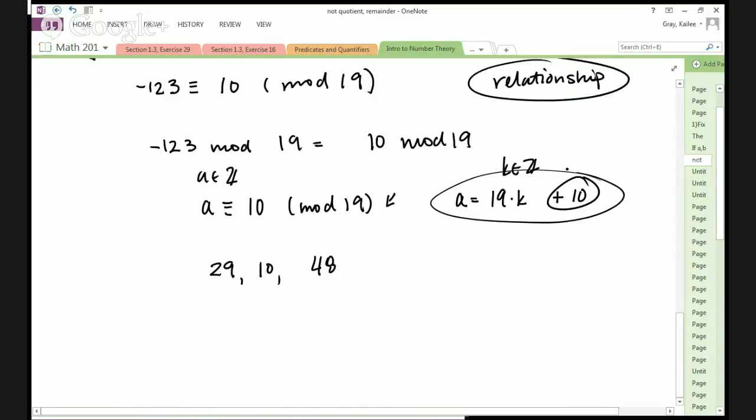Because that's all it's saying: all that matters is that remainder of 10. So I can add any multiple of 19, because any multiple of 19 mod 19 is going to be 0. So as long as this portion is satisfied, I can multiply 19 by anything to get a.